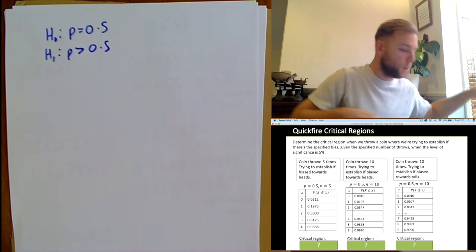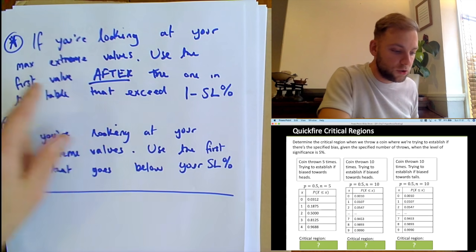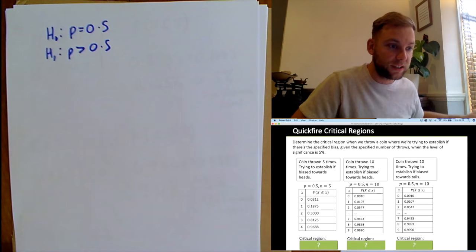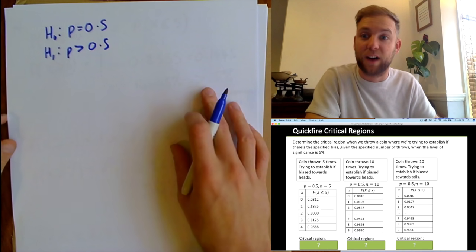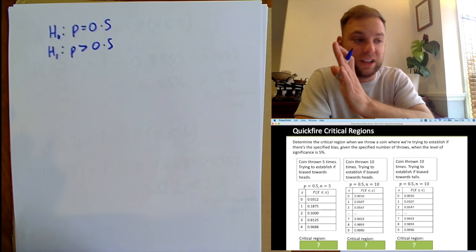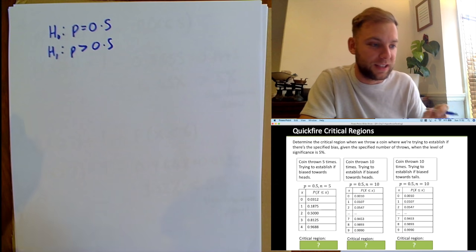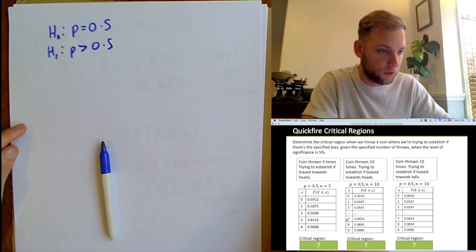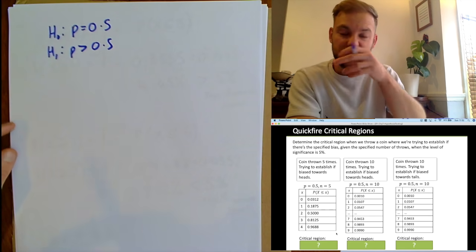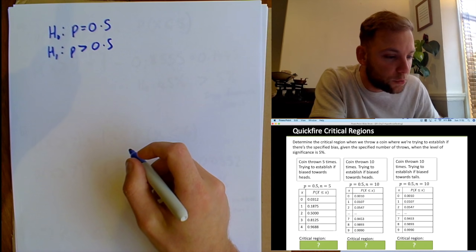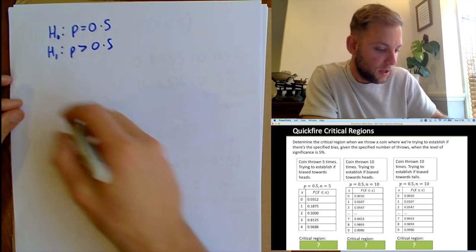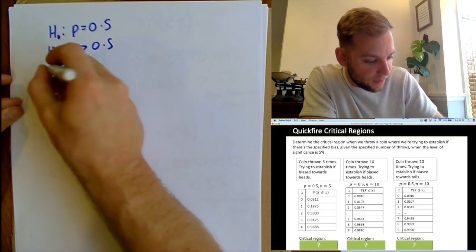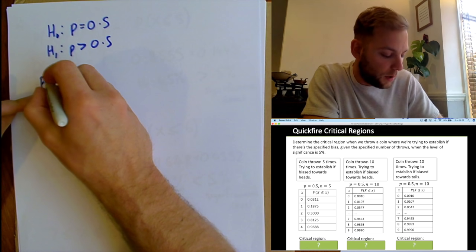Now remember that we are looking for the first value after the 1 in your table, which exceeds 1 minus your significance level. So our significance level in this question is 5%. So we're looking at the first one which exceeds 1 minus 5%, which in this case is 95%. So we're looking down this list, and the one which exceeds that is that 96% there.